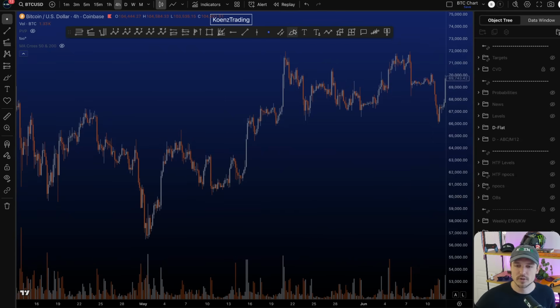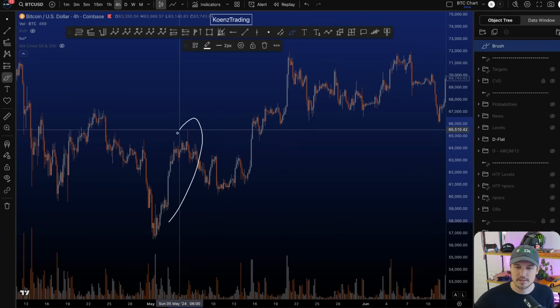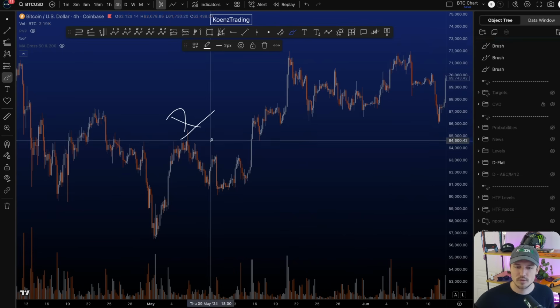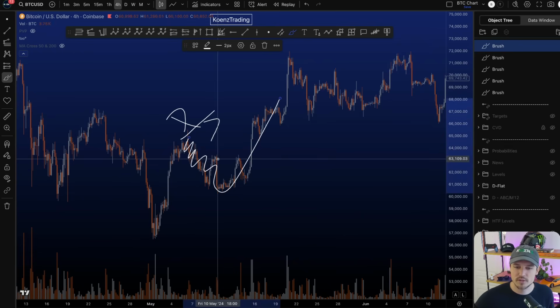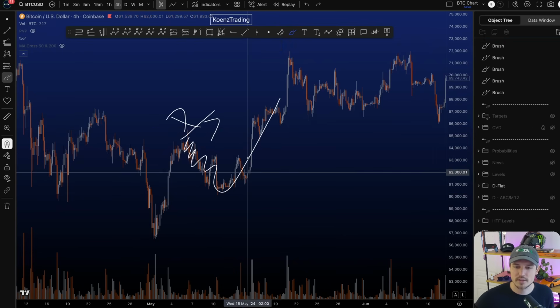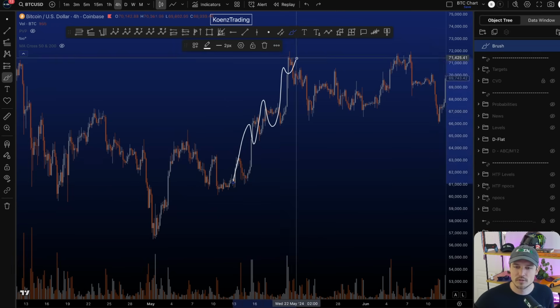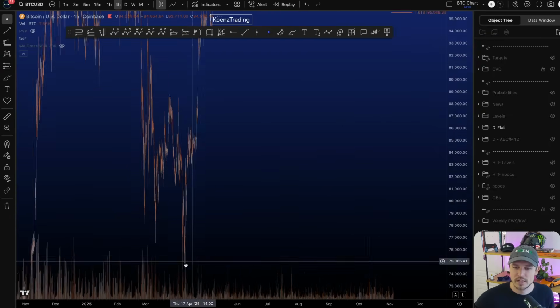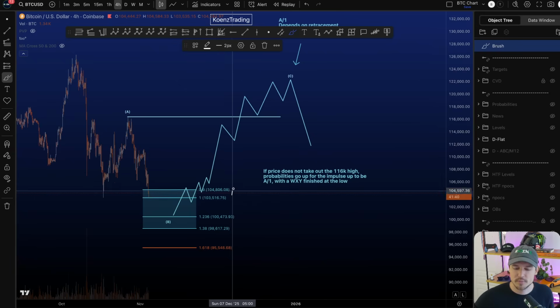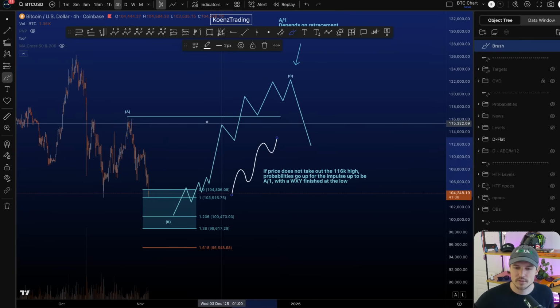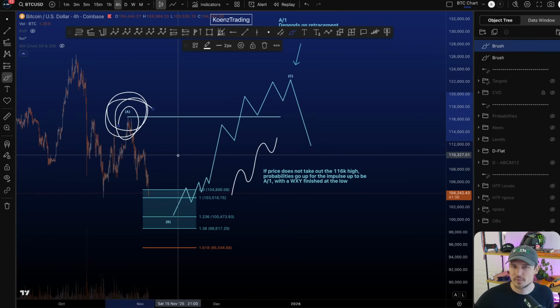So this therefore increased the probabilities that this move up was either a wave A or a wave 1, increasing the probabilities for a corrective move down and continuation to the upside later to at least take out this high, and then you just follow along and see where price goes. So that is something that you would look for if price moves up in a 5-wave impulse structure but does not take out the end of wave A.